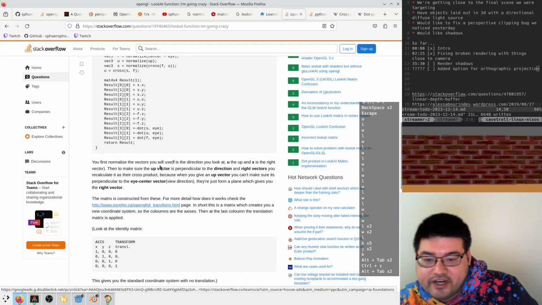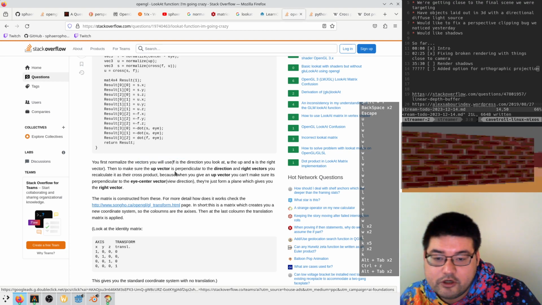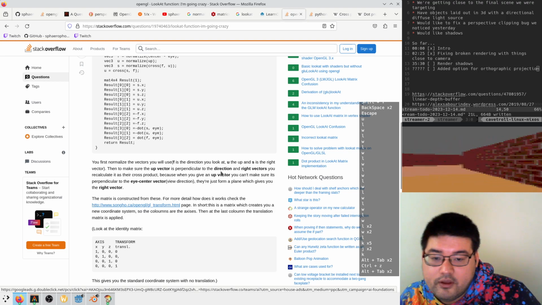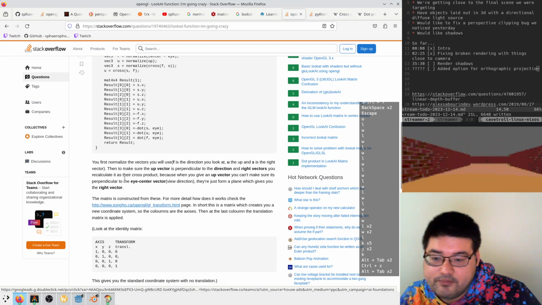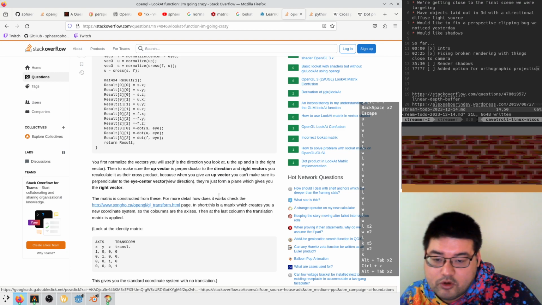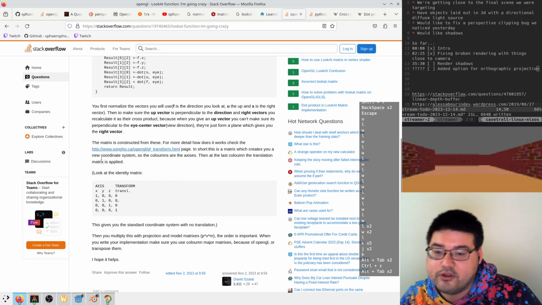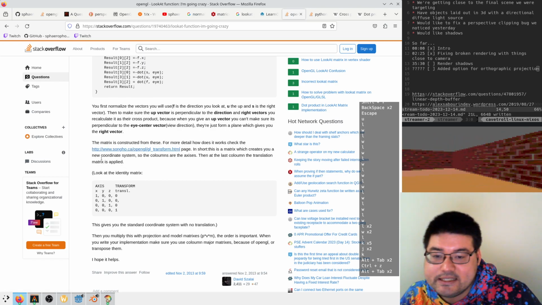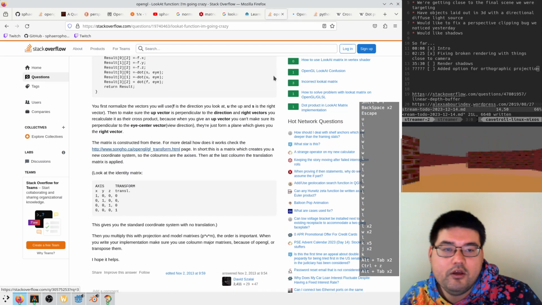So first you normalize the vectors you use. Yep. Then you just make sure the up vector is perpendicular to the direction and right vectors, as you recalculate it as a cross product. Because when you give another up vector, you make blah, blah, blah. The matrix is constructed from these. For more detail on how it works, check this guy. In short, this is a matrix which creates a new coordinate system so that the columns are the axes. The last column is the translation. Yep, understand that, but okay.